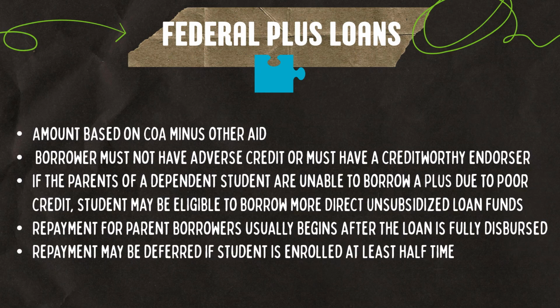PLUS loans. The amount is based on the cost of attendance minus any other aid. The borrower must not have any adverse credit, or they must have a credit-worthy endorser. If the parent of a dependent student is unable to borrow a PLUS loan due to poor credit, the student may be eligible to borrow more direct unsubsidized loan funds. Repayment for parent borrowers usually begins after the loan is fully disbursed. Repayment may be deferred if the student is enrolled at least half time.